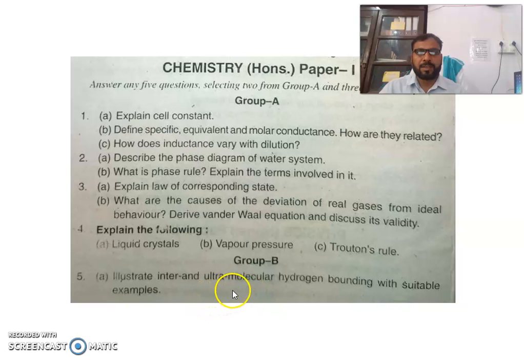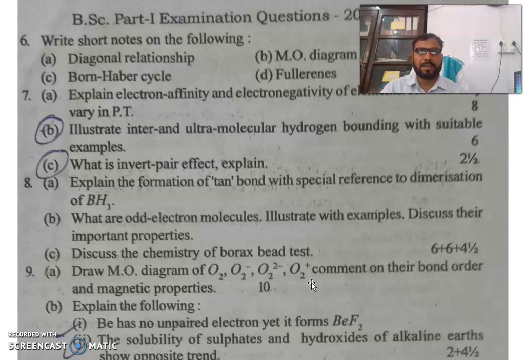Now you have here Group B: intermolecular hydrogen bond with suitable examples. I will check. Now you have the 6th question. Write a short note on the following: the diagonal relationship, the molecular orbital diagram of B2, Born-Haber cycle and fullerenes.